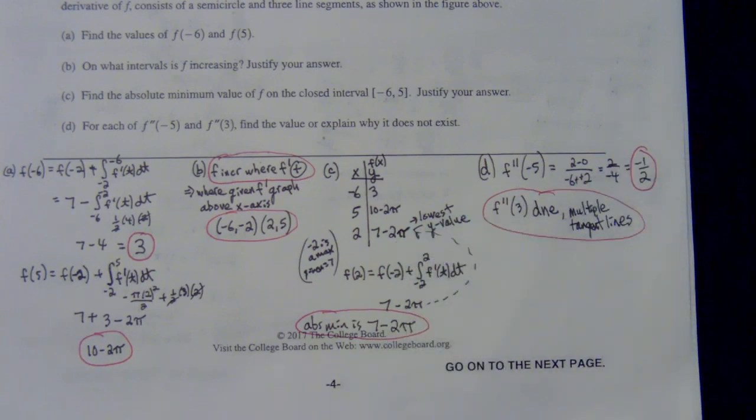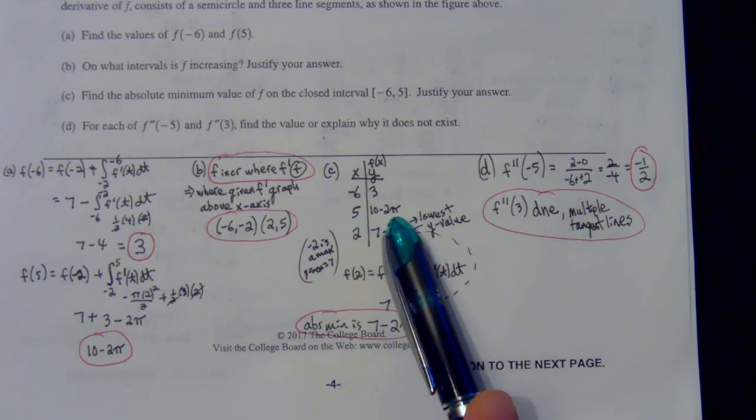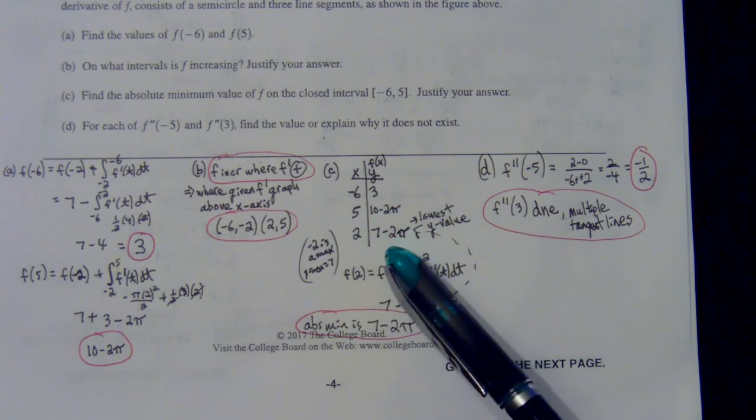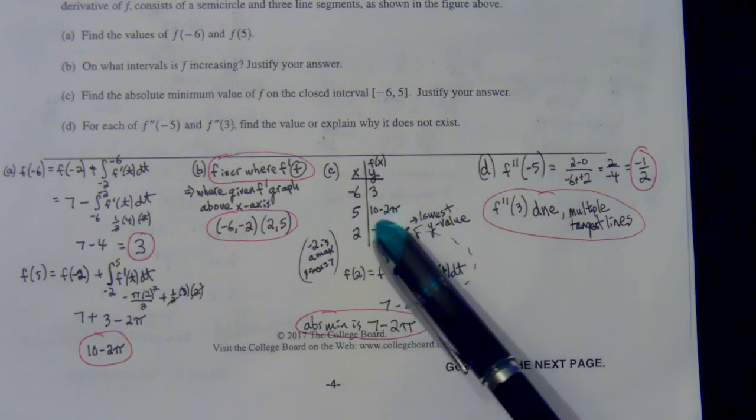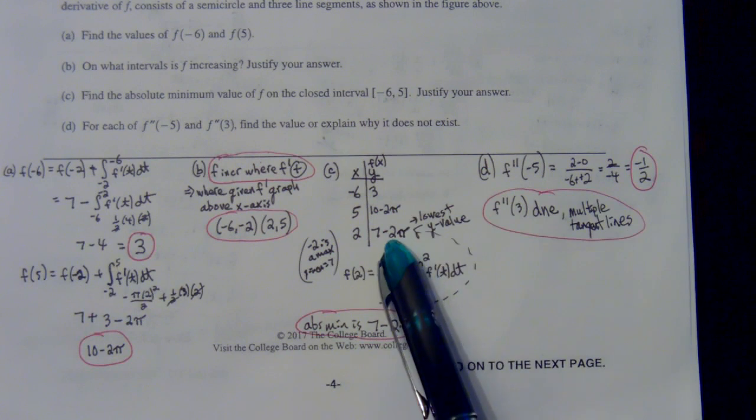And as you compare those y values, just approximate. Pi is about 3.14, right? So this is like 7 minus 6. That's like 10 minus 6. This is the smallest y value. It's going to be closer to 1. That's going to be closer to 4. That's 3. So this is your smallest y value.